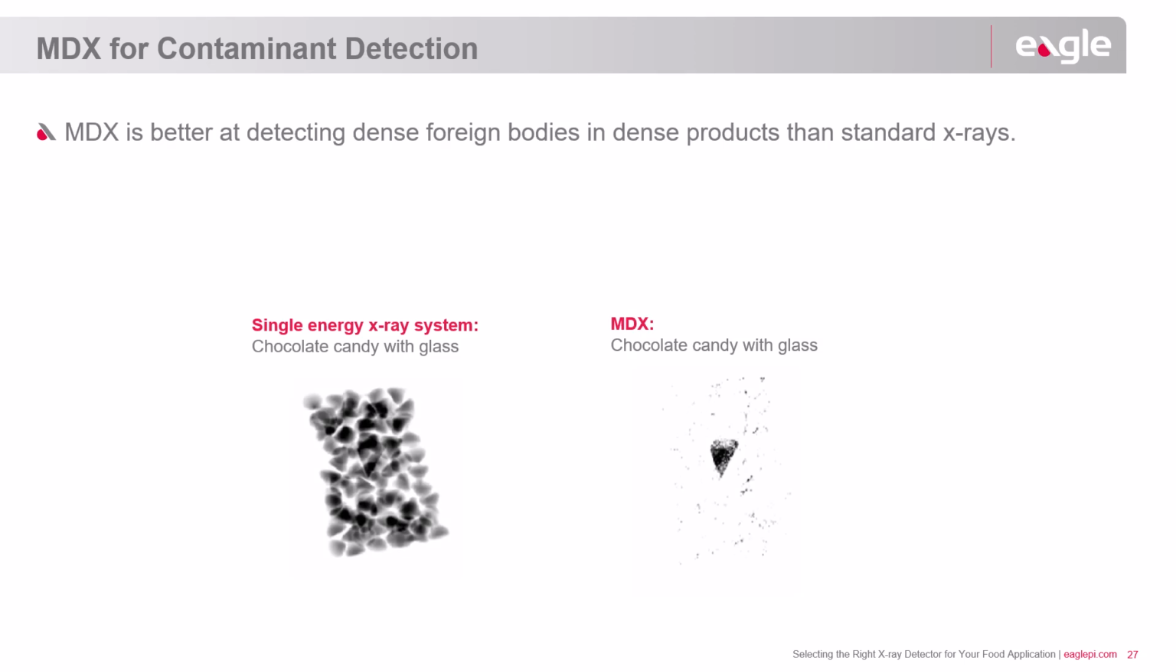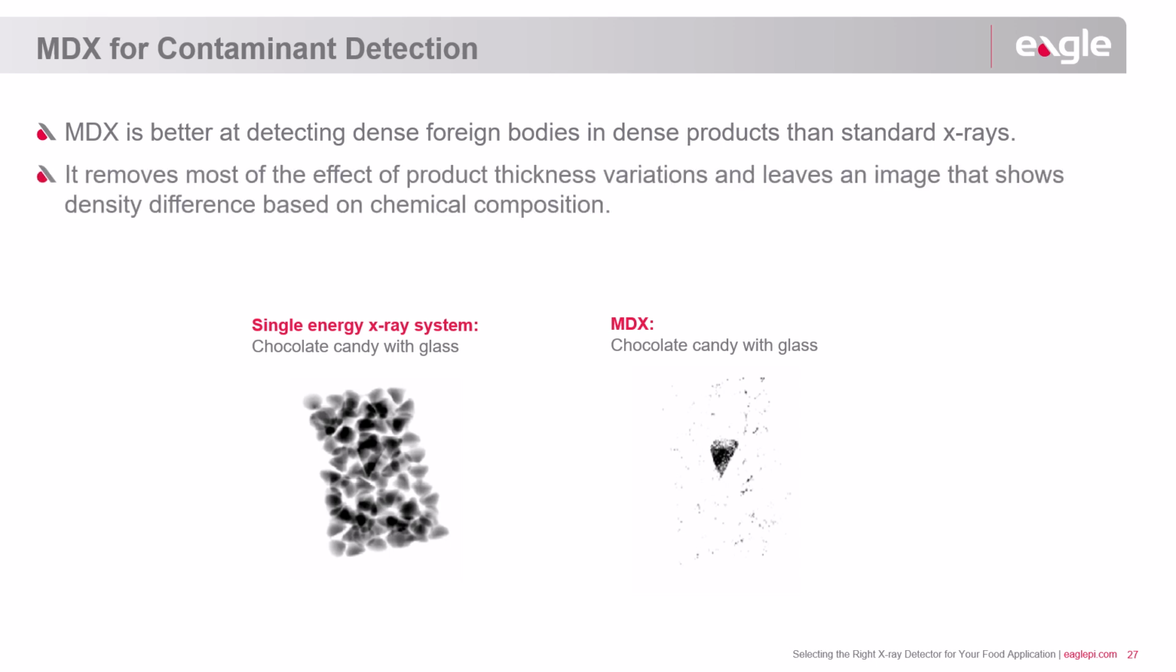MDX is Eagle's traditional dual-energy solution. The outcome of this detection process is the differentiation between organic and inorganic materials at specific energy levels. For instance, consider an image of a bag of chocolates. This image presents a complex challenge for a single energy X-ray due to the numerous components involved. However, when analyzed with a dual-energy detection system like MDX, glass contaminants are easily identified.